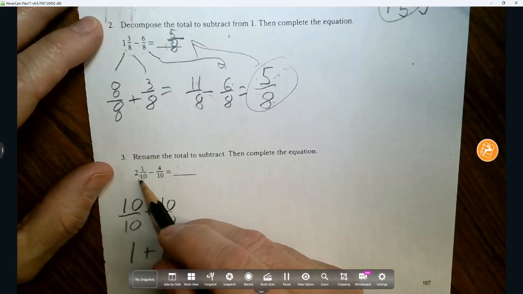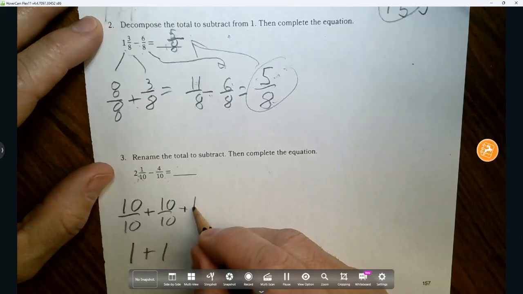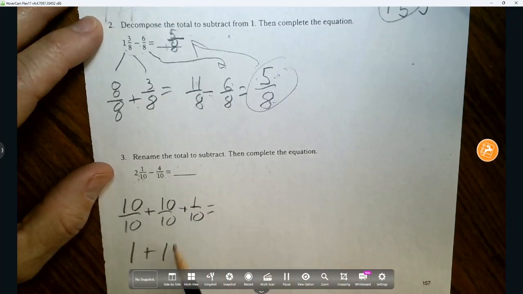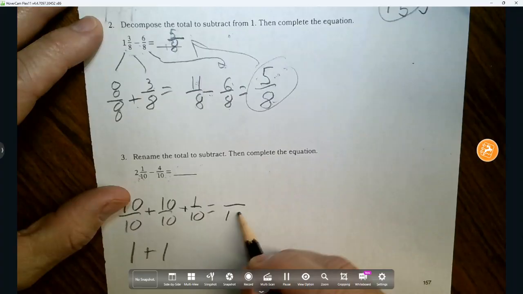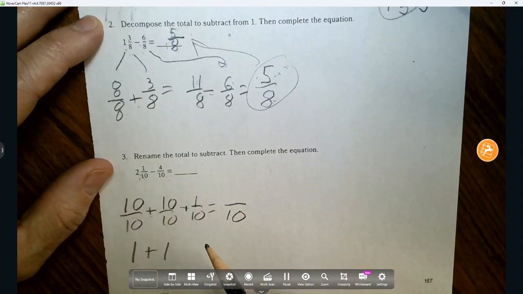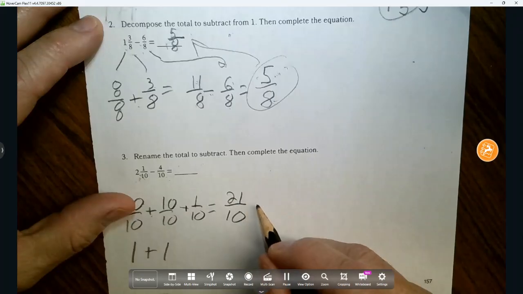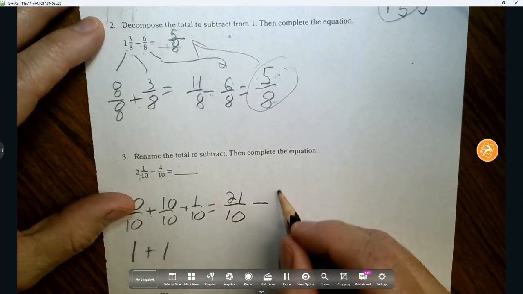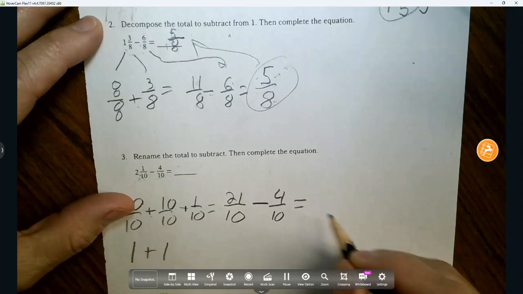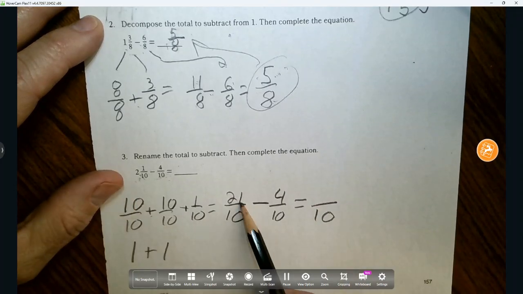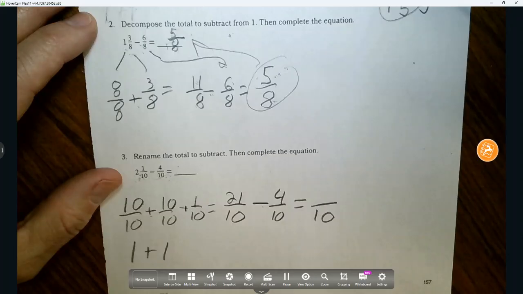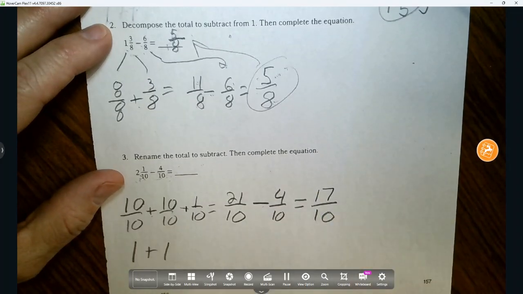Good. Good to go. Now just bring down that 1/10 that's still there and just add these together. So it's all tenths on the bottom. So we have 10 plus 10 is 20 plus 1 is 21. Bring all this down now. Minus 4 over 10. We know we're working with 10. So what is 21 minus 4? I'm giving you a second. I feel like sometimes I say these too quick. Got it? 21 minus 4? 21 minus 4 is 17.